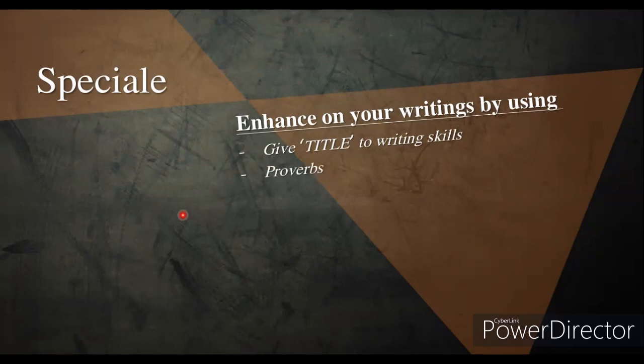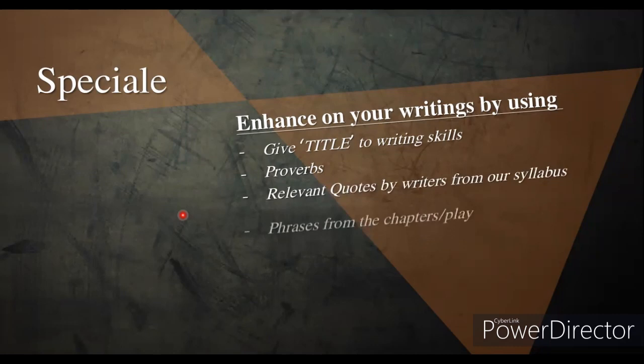Well, these things, that is proverbs, they can be a great material to enhance, to adorn your writing skills. It's like jewelry to you. Rather, all these pointers like the quotes, the phrases, right? These are all going to be very interesting and they are going to decorate your writing skill. But wait, the third point, that is quotes.